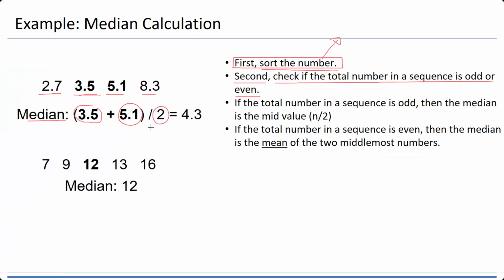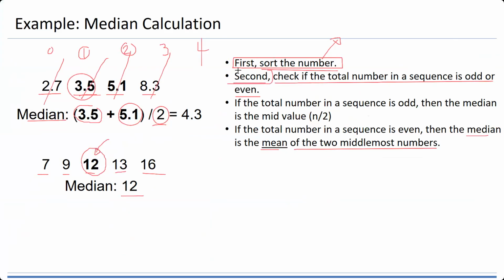What does it mean? If the number is even, for example 1, 2, 3, 4, we have 4 numbers. Then the median is the mean of the 2 middlemost numbers. If it is index 0, index 1, index 2, index 3, then the number at index 1 plus the number at index 2, divided by 2. However, if the number is odd, 1, 2, 3, 4, 5, if there are 5 numbers, then the median will be the mid value. Directly, we can determine it as the median.